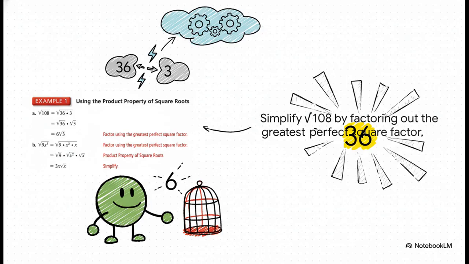So, let's put this tool to work on the square root of 108. Now you could look at 108 and see, oh, 4 is a factor, or 9 is a factor, and that works. But if you want to be super efficient, the trick is to find the biggest perfect square that goes into it. In this case, it's 36. So we rewrite it as the square root of 36 times 3. The square root of 36 is just 6, right? So that 6 gets to escape from the radical sign, leaving the poor little 3 behind. Boom, 6 root 3. So simple, so clean.